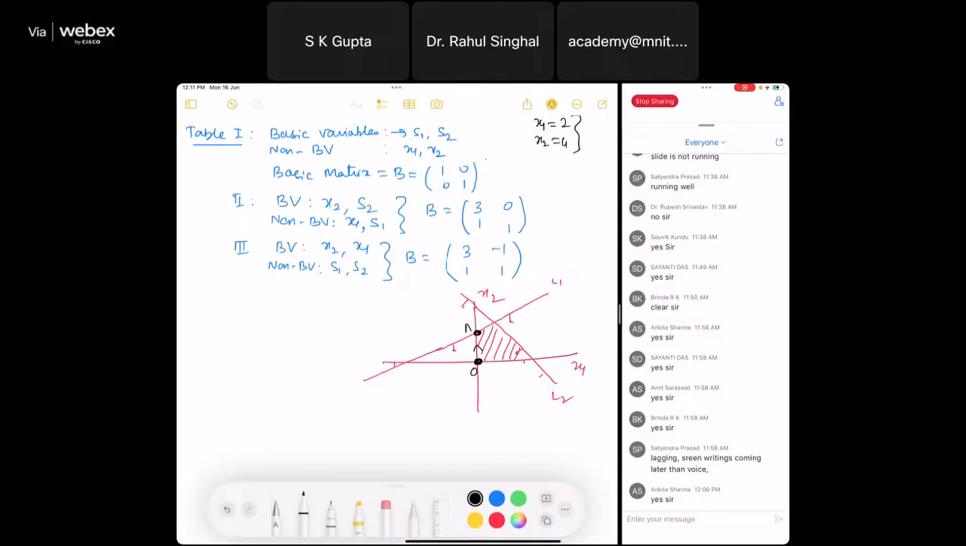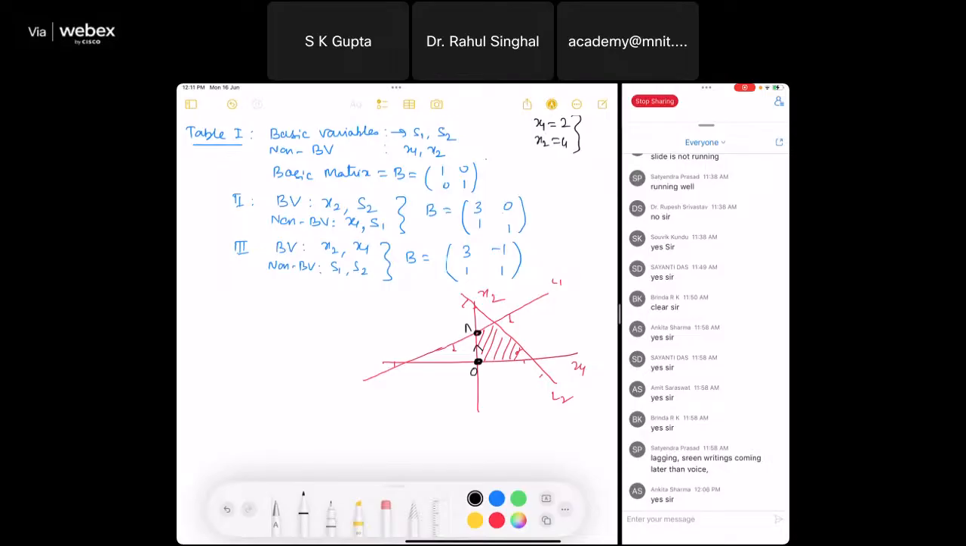That means in the simplex iteration, we always move from one BFS to another BFS, or from one vertex to another vertex, such that in each table the value of Z is improved. We are improving the value of Z in each iteration, right? So this is the graphical picture of the simplex table.